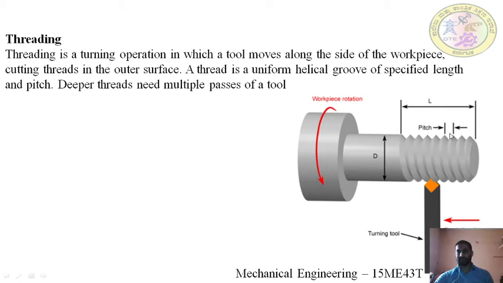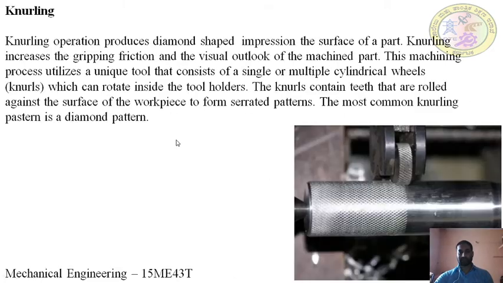So the pitch adjustment can be done by using a lead screw, by calculation. Some calculations are there. After calculation you have to adjust the pitch in order to get the required pitch. We have to adjust the lead screw and the gears inside the lathe mechanism. The threading is performed by a turning tool only, by moving the tool across the longitudinal direction of the workpiece.